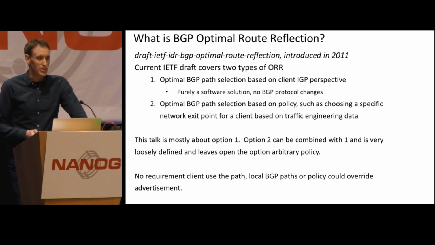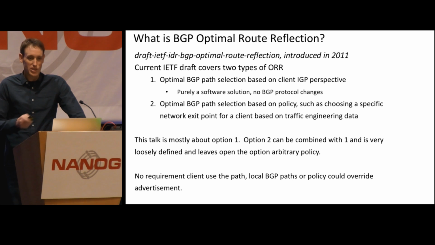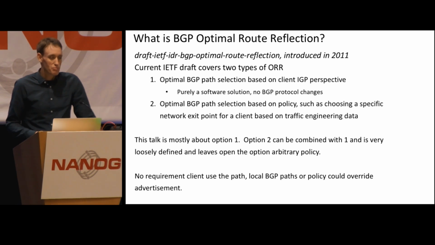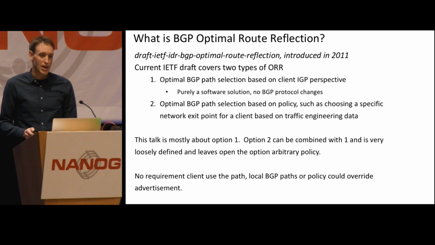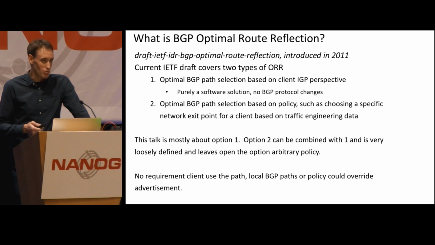A very simple example is I may have a policy that says this client always has to send traffic to this exit point in the network. No matter what the topology looks like, I always want to send traffic to that exit point. And that's an example of a policy-driven optimal route reflection. But like I said, today we're talking about option one, which is the optimized SPF method.